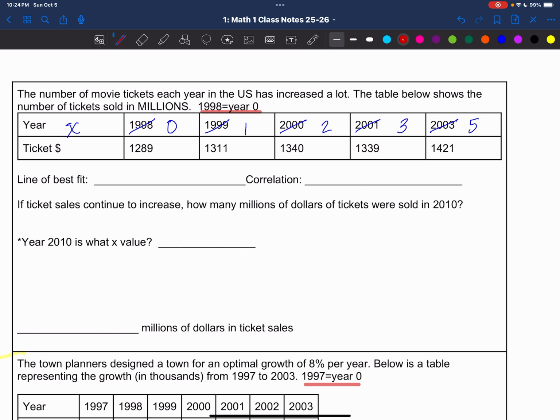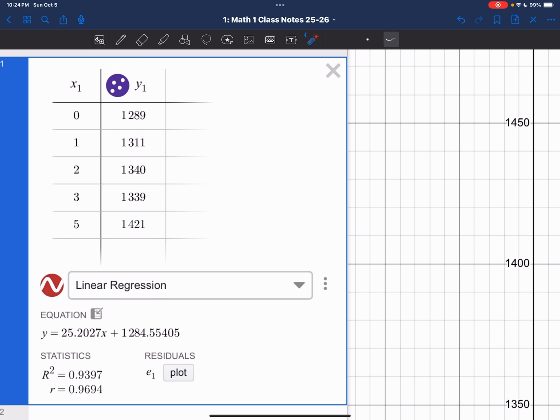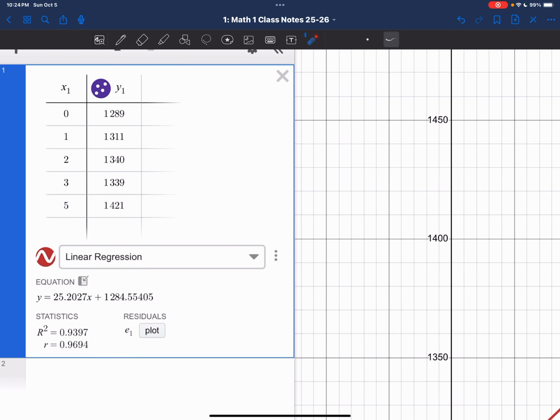Okay, and then Y is your ticket price. We're going to leave that as is. So let's go ahead, and when you enter in these points for your X, and then these points for your Y. So I already did that. So again, go to the little plus symbol, do the table, and enter in these points. Once you enter in those points, you're going to hit the line and do the linear regression. And here's your equation. So linear regression, we've got our equation here. We've got our R value of 0.9694.